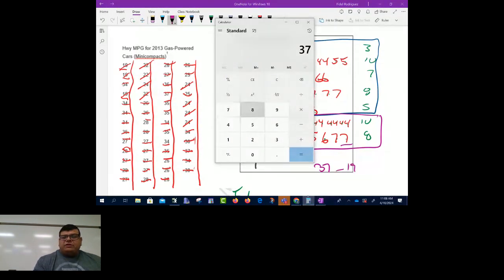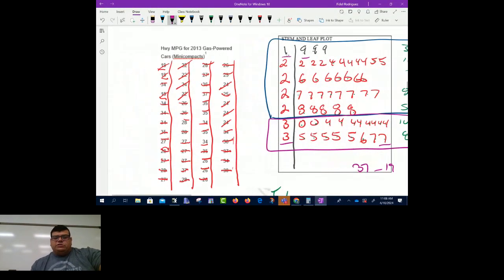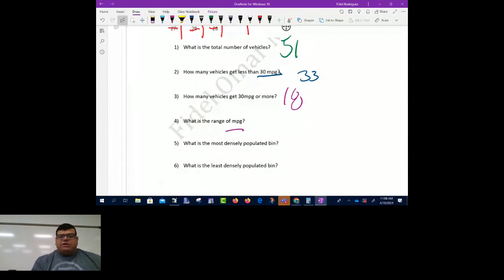So 37 minus 19, 18. That's the range. The range is 18 miles a gallon. Okay. What is the most densely populated bin?